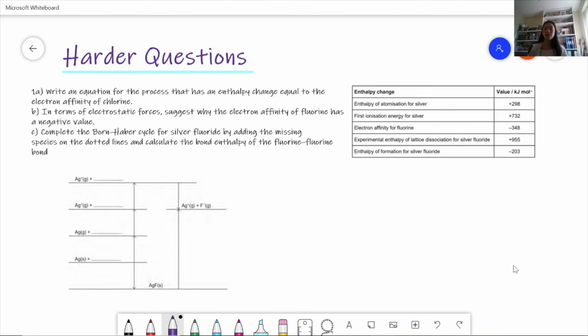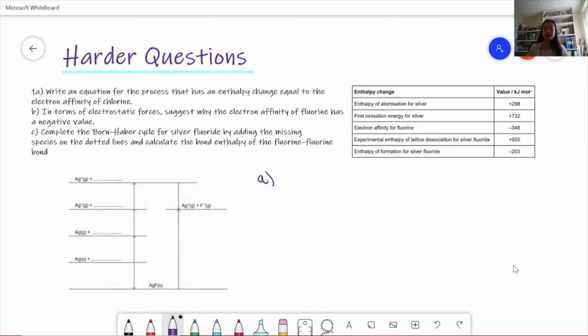Now we're going to look at some harder questions. So for the first question, write an equation for the process that has an enthalpy change equal to the electron affinity of chlorine. And so the definition of electron affinity is the enthalpy change when you add an electron to 1 mole of gaseous chlorine atoms to form 1 mole of gaseous 1 minus chlorine ions.